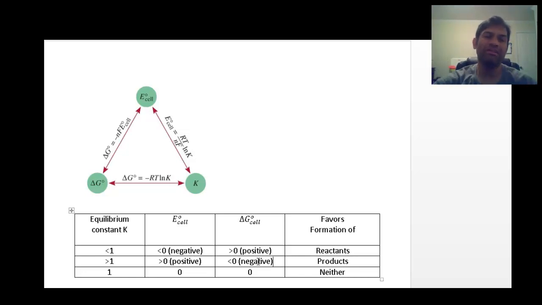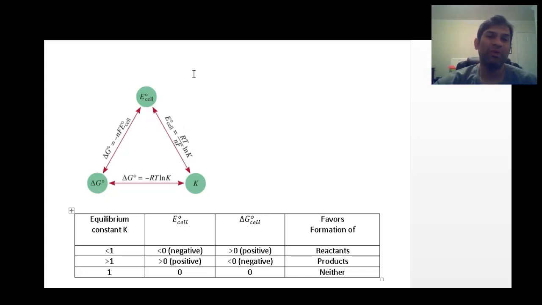They support one another. So if your equilibrium constant is large, that means the reaction favors the products. It also means if it's an oxidation-reduction reaction, a positive voltage and a negative free energy. Gibbs free energy of negative, you have to realize that it's an exergonic reaction. Energy is released, products are favored.